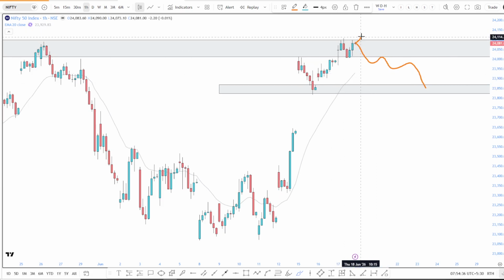So in case it didn't go up and then starts coming down, or it goes up and then faces resistance and then starts coming down, this is the structure that you have to focus on.